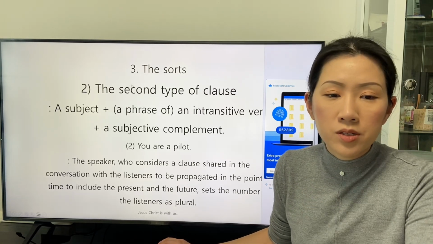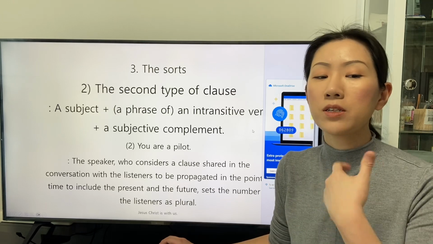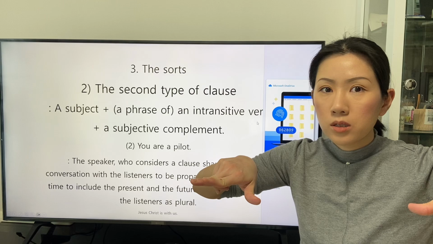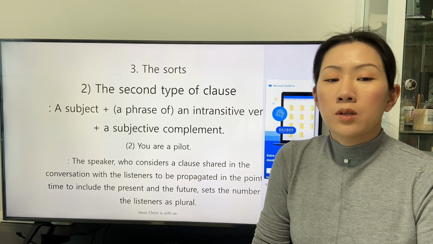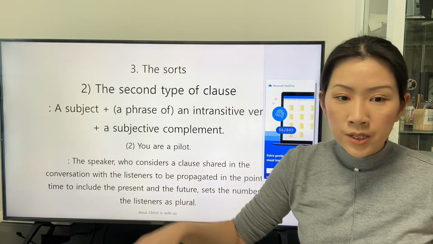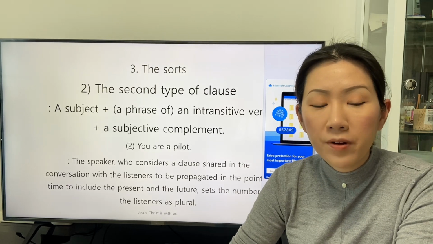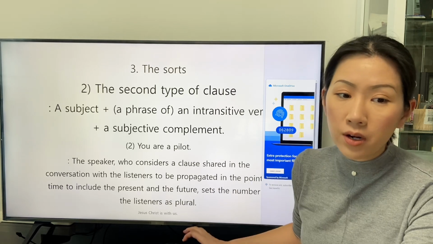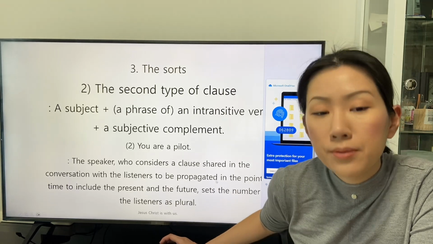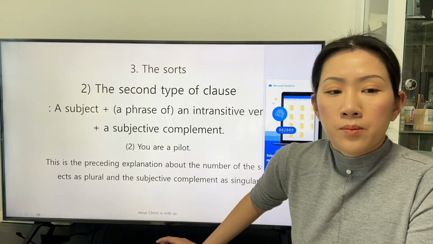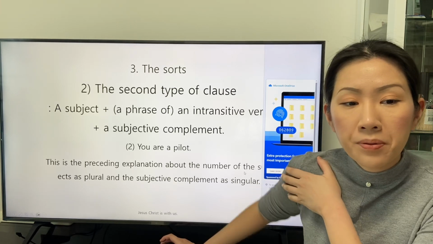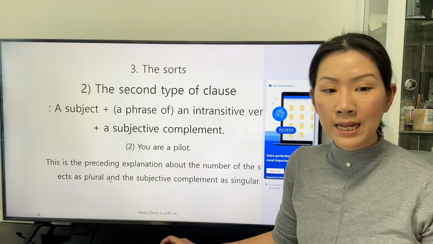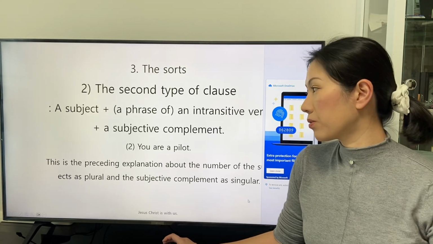The speaker, who considers a clause shared in the conversation with the listeners to be propagated, to be shared, to be spread in the point of time to include the present and the future, sets the number of the listeners as plural. This is the preceding explanation about the number of the subjects as plural and the subjective complement as singular.